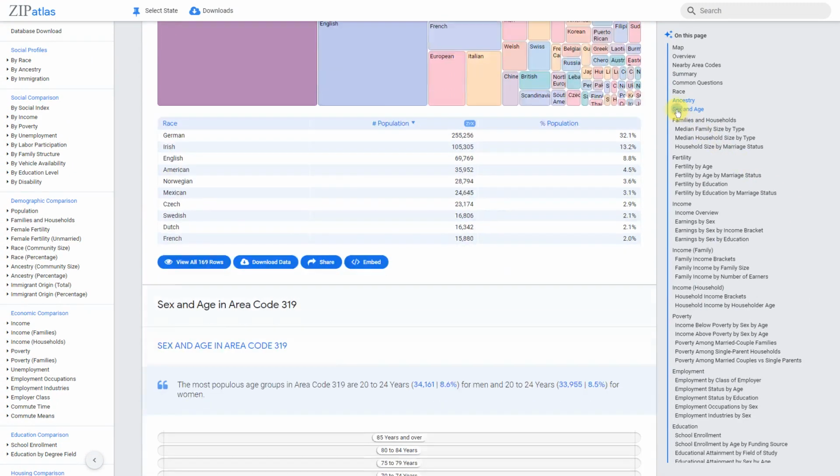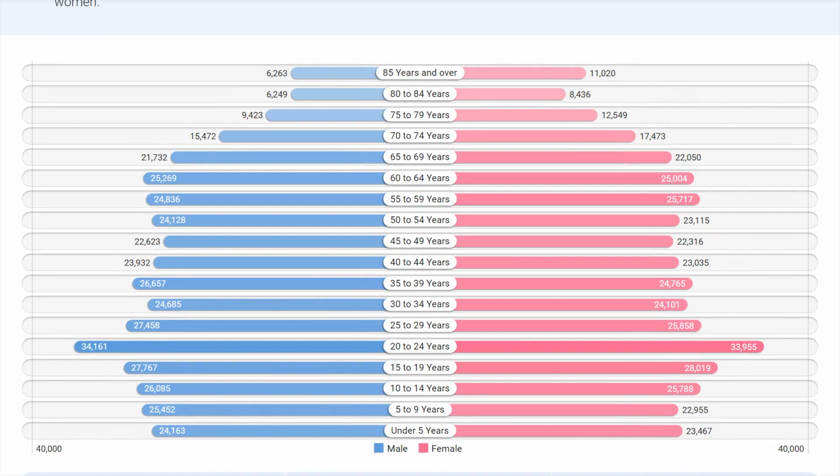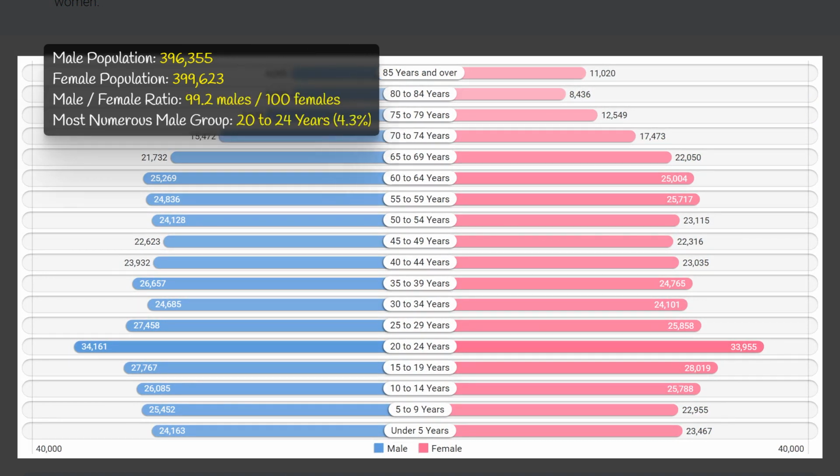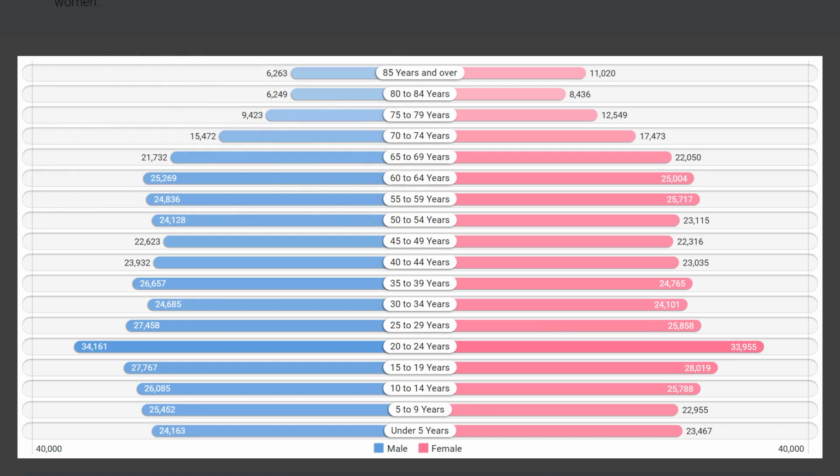Area code 319, Iowa has a relatively balanced sex composition, with 396,000 males and 400,000 females, resulting in a male-to-female ratio of 99.2 males per 100 females. The most populous age group for both males and females is the 20 to 24 years category. This suggests a relatively young population in the area, as this age group typically makes up a small portion of the population in many other areas. The data also indicates a relatively equal distribution of males and females within this age category.